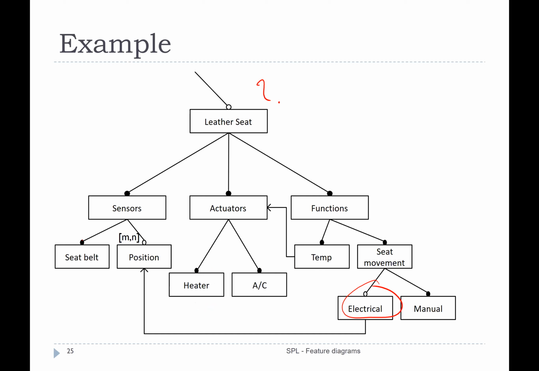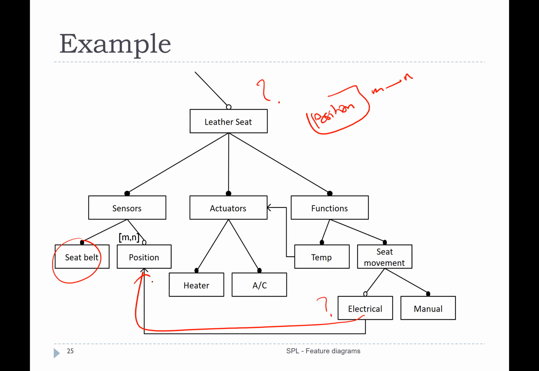At the end over here, I have to have a seat belt, and this is what we call a position sensor. There's a minimum and a maximum. So just the position itself could be multiplied by m to a maximum of n. And if back over here, when we're looking at the seat movement, if I choose the electrical option, it's optional to choose it. But if I do choose it, then I have to pick along with it the position feature that comes with the sensors.